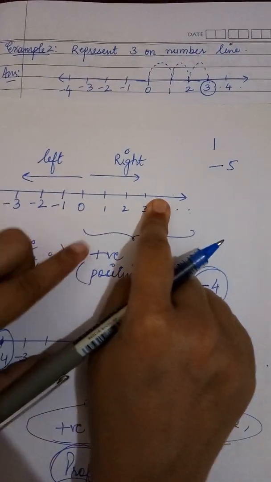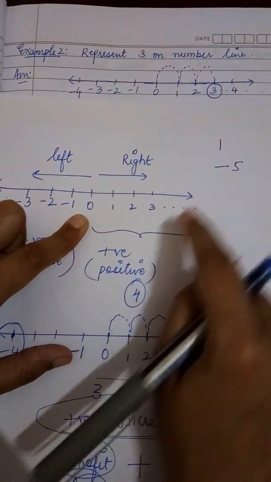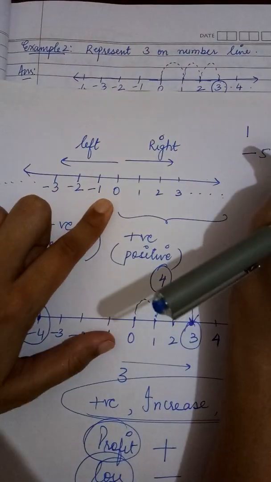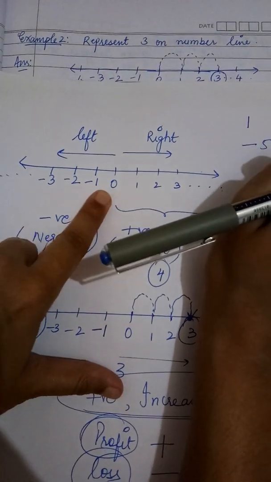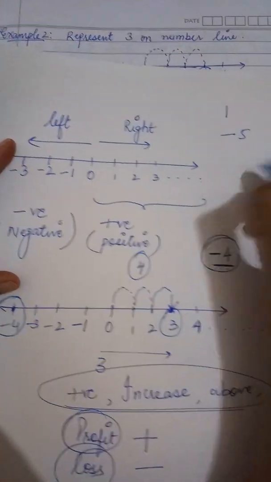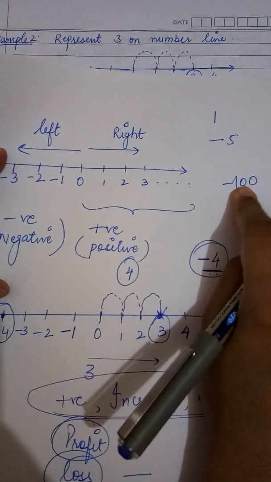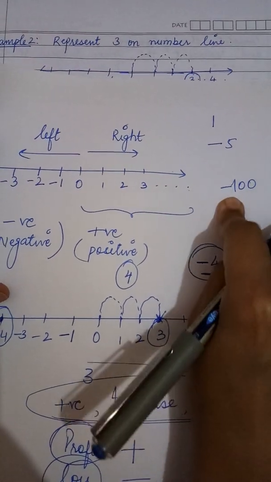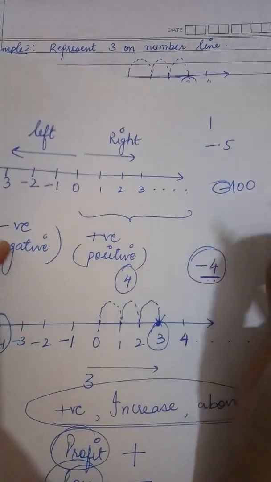So all the numbers which are to the right are the positive ones, and all the numbers which are to the left of 0 are the negative ones. Okay, I am asking you, minus 100, to the right or to the left of 0? To the left of 0, because it is having a minus sign.